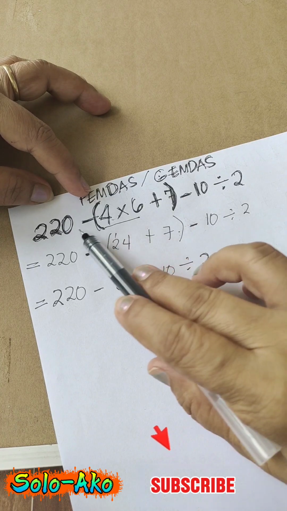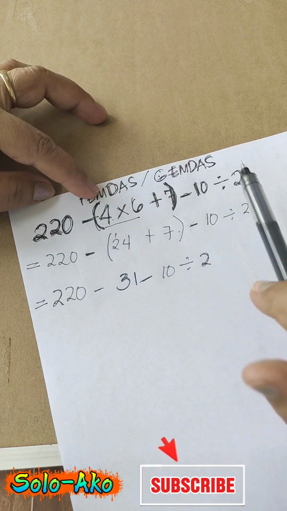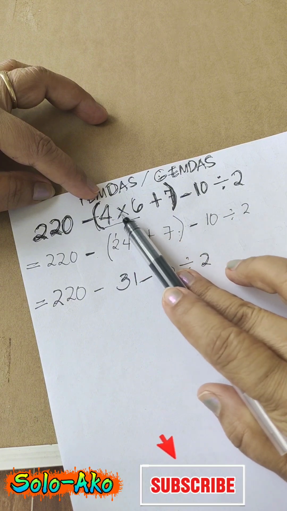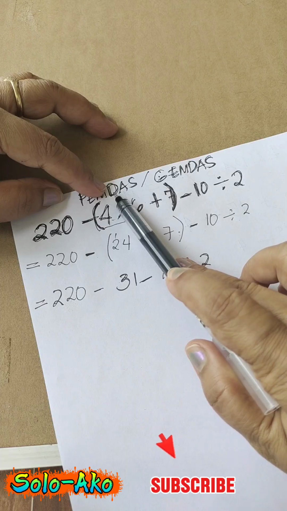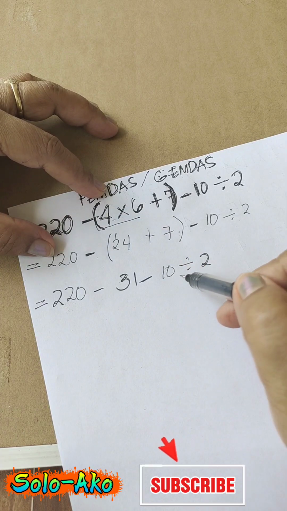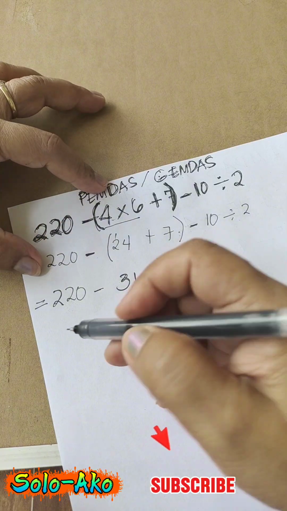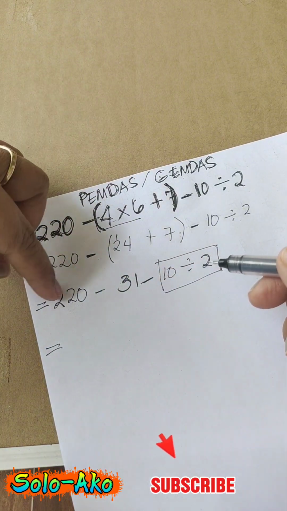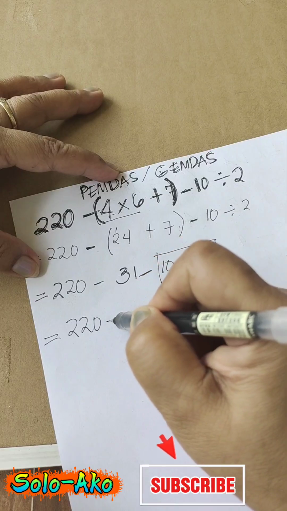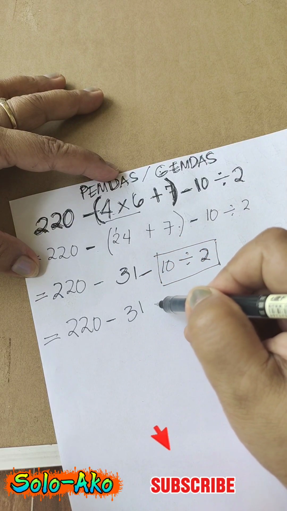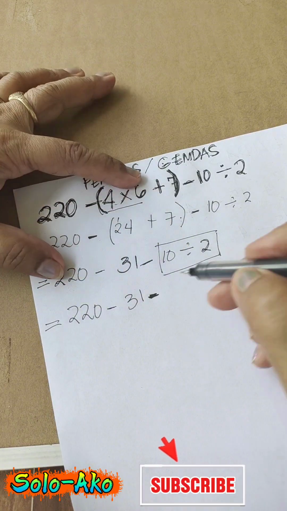There is no exponent. Wala pong exponent dyan. So, wala kang gagalawin na exponent. And you have no more multiplications kasi nasolve na yung pinakauna, then proceed to letter D. D is division, right? So therefore, you are going to solve first this one. Okay? Next, you're just going to copy as is the number. You have here 220 minus 31 minus 10 divided by 2. The answer is 5.